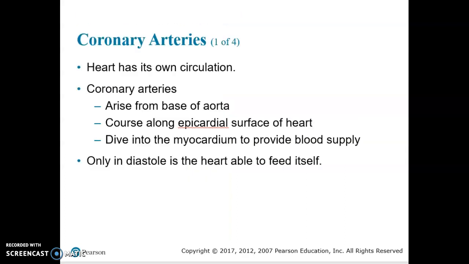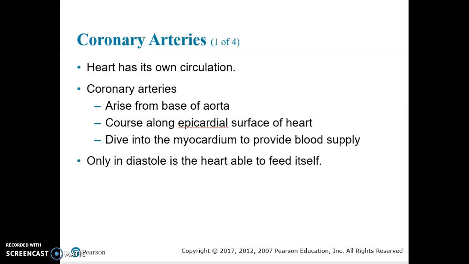Chapter 1, Video 5. Today we're going to talk about coronary arteries. One thing you need to know is that the coronary arteries are responsible for supplying the heart muscle with its blood, nutrients, and oxygen. The same way that the heart pumps blood out to the rest of the body to provide oxygen and to pick up the CO2 and the waste and bring it back to the lungs, it does the same for the heart. So it has its own circulation.